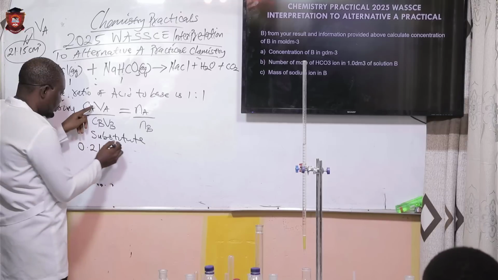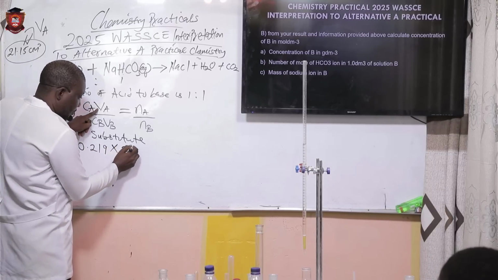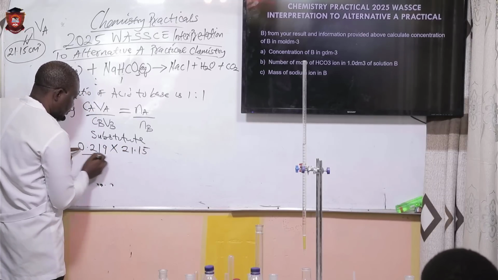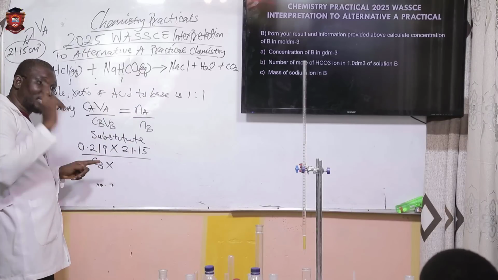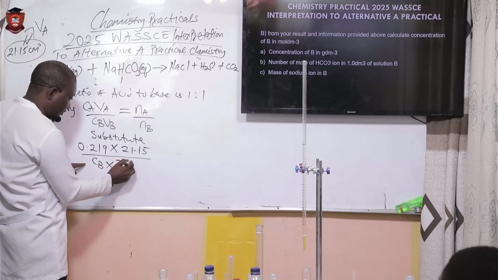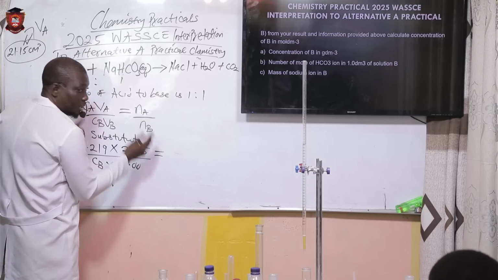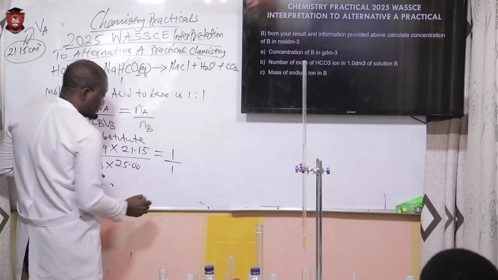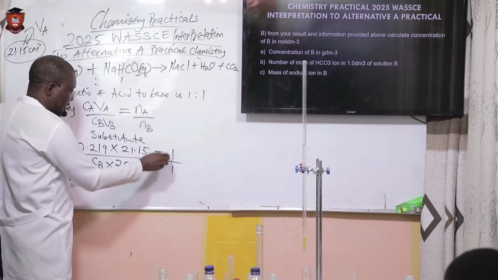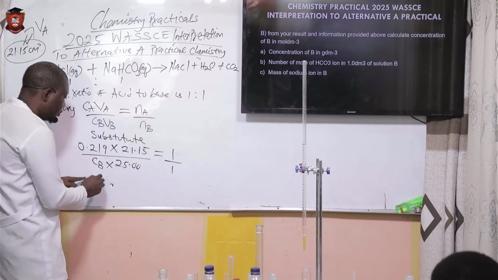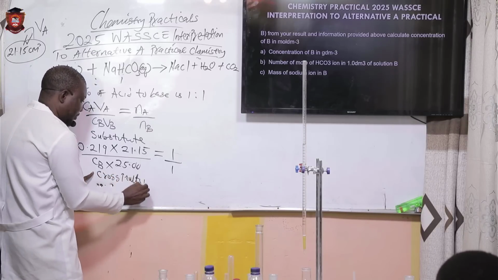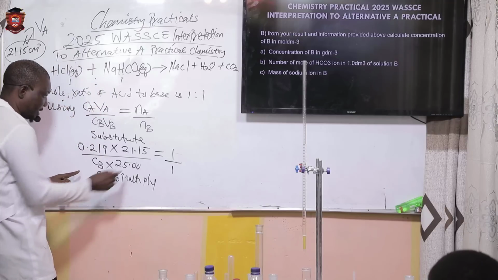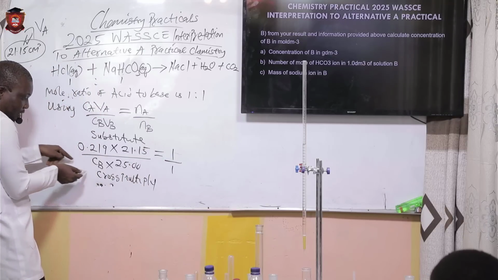Now we know, so we plug it here as 21.15 over CB. We have nothing for CB, so we write CB as CB. Times the volume of base, which is 25.00. Let everything equal the mole ratio, which is 1 all over 1. Please, the error of cross multiplying is gone. If you want to cross multiply, you write cross multiply, and start like this so that the CB side will be on the left hand side.